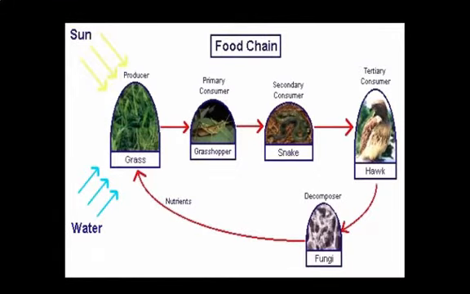And this is a simple food chain where you have the sun and water coming in to produce the grass. You have your primary consumers, your secondary consumers, and your tertiary consumers. So the grass is eaten by the grasshopper, which is eaten by the snake, and the snake is eaten by the hawk, which is then decomposed by the fungus, which goes back into making the grass, and the whole cycle starts over again.